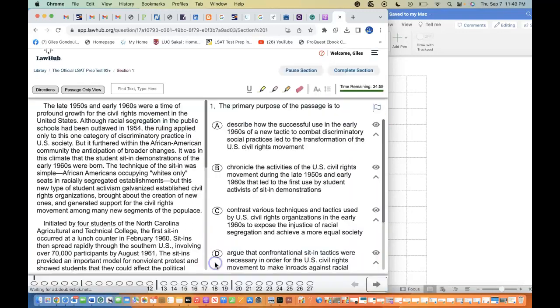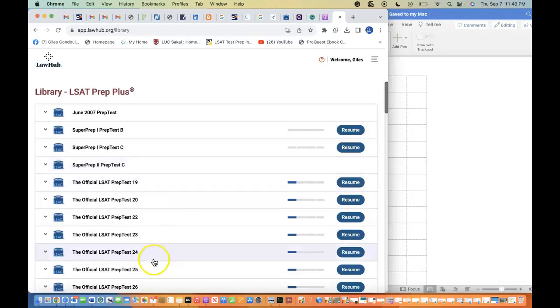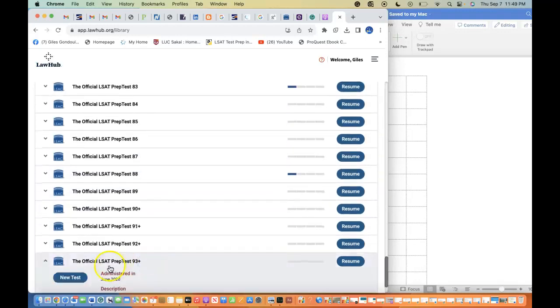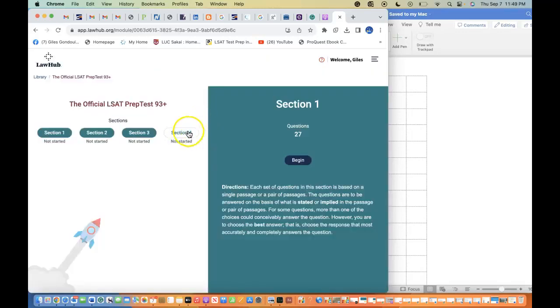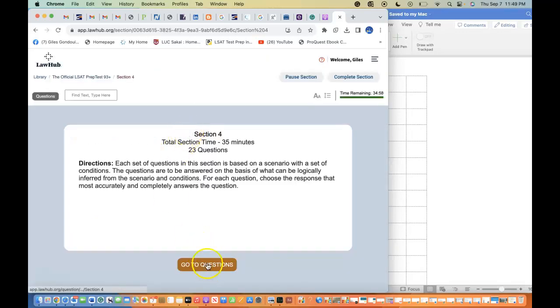On this PrepTest 93, we're going to get started on the first game. For the first game, it's going to be, I believe, in either section 3 or 4. So here we have it in section 4.